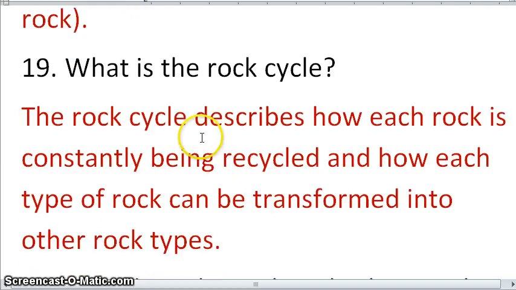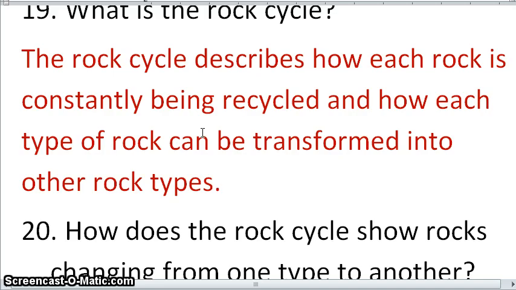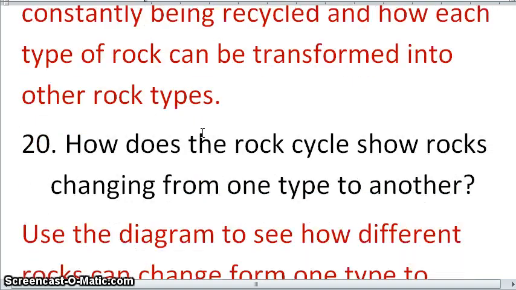Our next question has to deal with the rock cycle. What is the rock cycle? The rock cycle describes how each rock is constantly being recycled and how each rock type can be transformed into other rock types. So kind of the recycling of the rocks as they change from one form to another, and the different things that need to happen to them as they change forms.